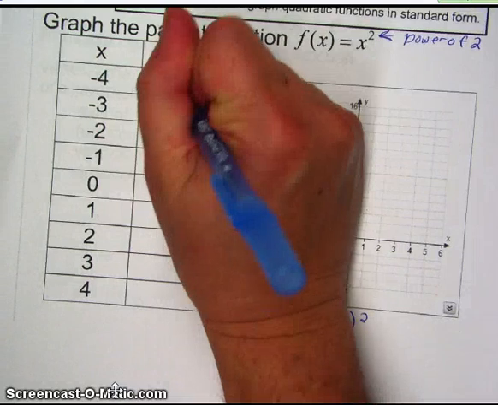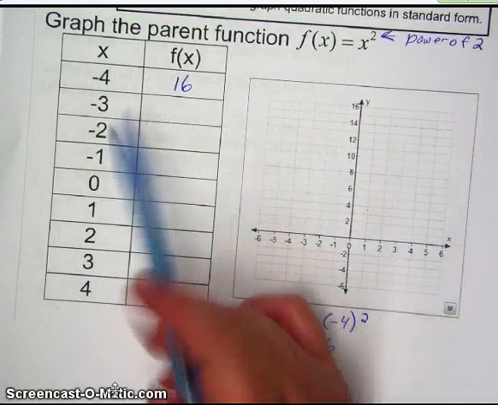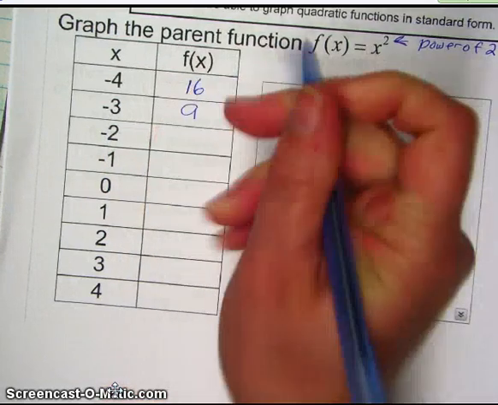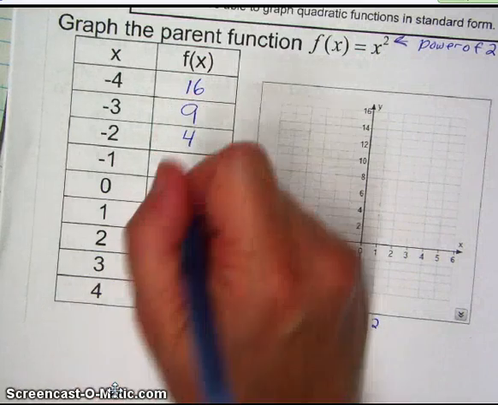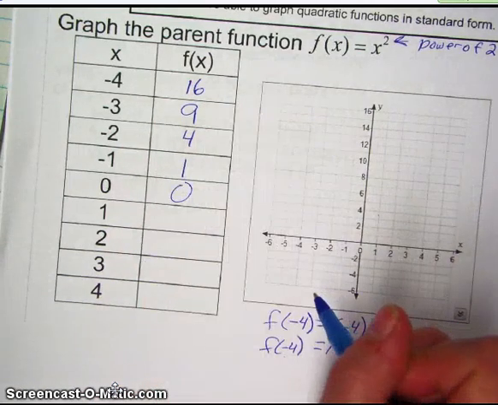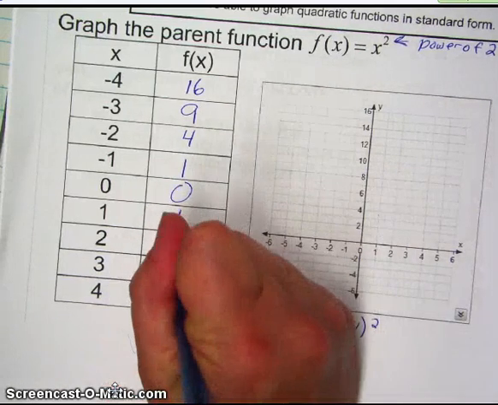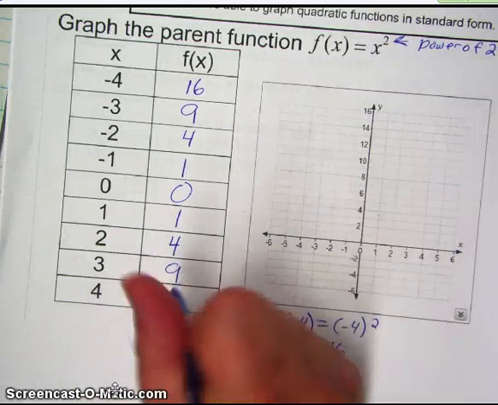All right? And I'm going to put that in the table here. So -4 squared is 16. You don't have to write this out every time you do this calculation. I just wanted to show you, make sure that you understand where these numbers are coming from. So now -3 squared is 9. -2 to the power of 2 is 4. -1 to the power of 2 is 1. 0 to the power of 2 is 0. 1 to the power of 2 is 1. 2 to the power of 2 is 4. 3 to the power of 2 is 9.